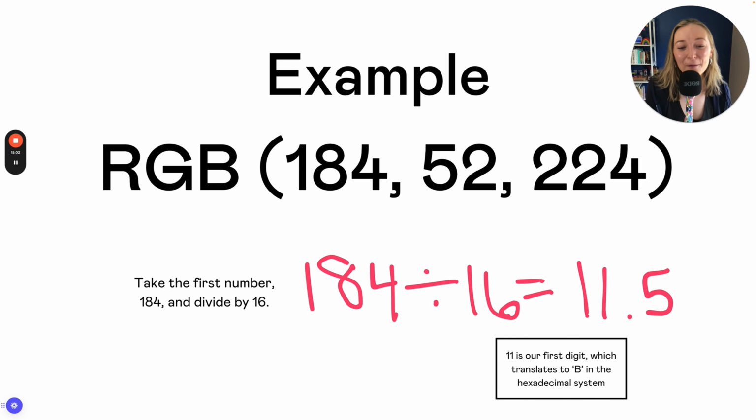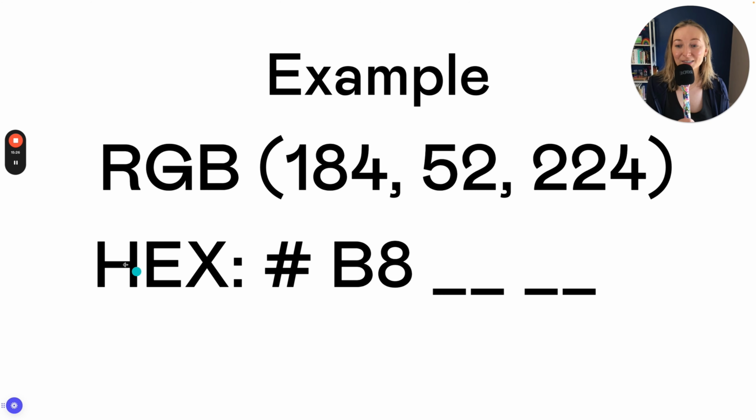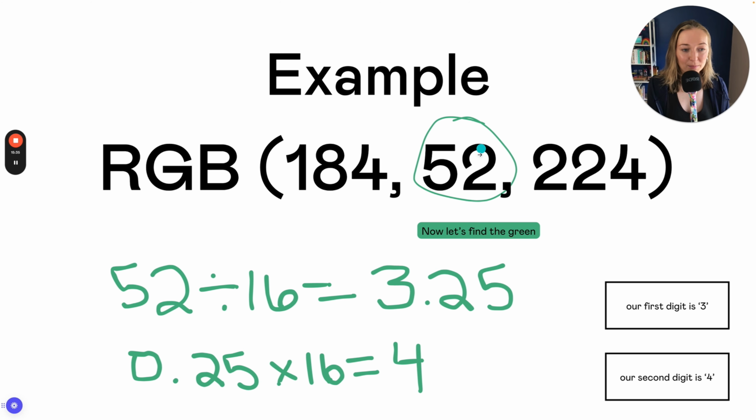Okay, so our first digit in our hex code is going to be B. And then we take the remainder, meaning whatever remained after the decimal here, so in this case it was 0.5, we take that remainder and we multiply it by 16, and that translates to 8. So that tells us that our second digit in this hex code is going to be 8. So the hex code version of red for this color is B8. Isn't that cool? Okay, now we're going to do green, and this one I'm going to do a little faster.